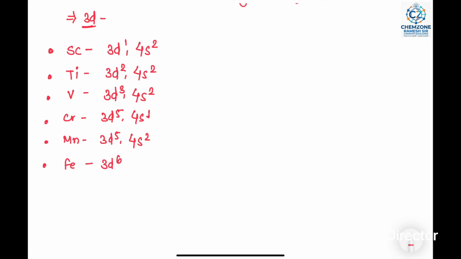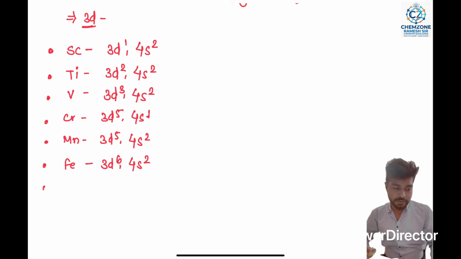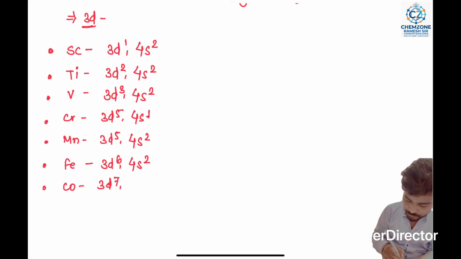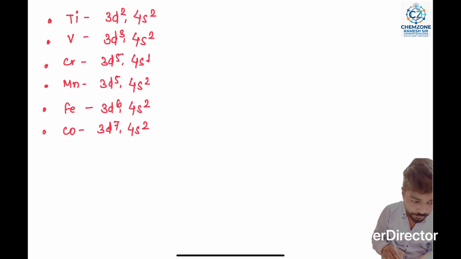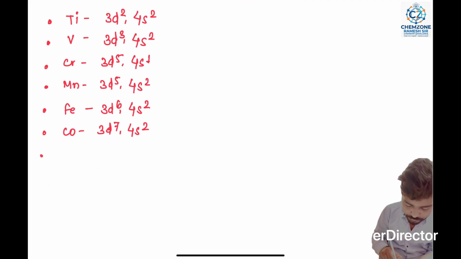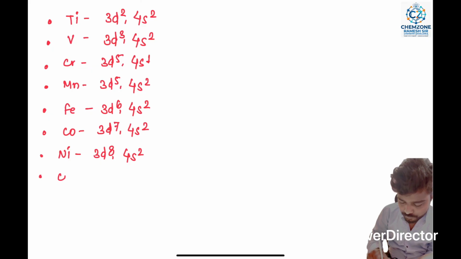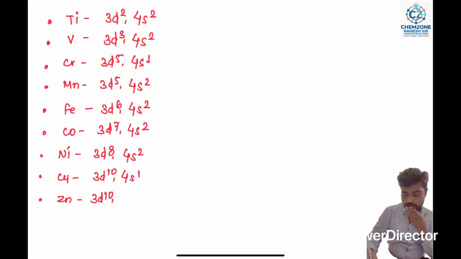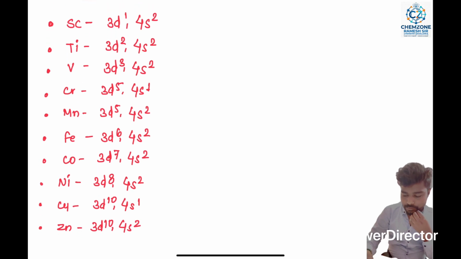Then 3d6, 4s2. Then next cobalt. Okay, 3d7, then 4s2. Then next one is your nickel, 3d8, 4s2. Then next one is your copper. Okay, copper is your exceptional case, so that is your 3d10 and 4s1. And next one is your zinc, so that is your 3d10 and 4s2. That is your overall electronic configuration for the outermost shell.